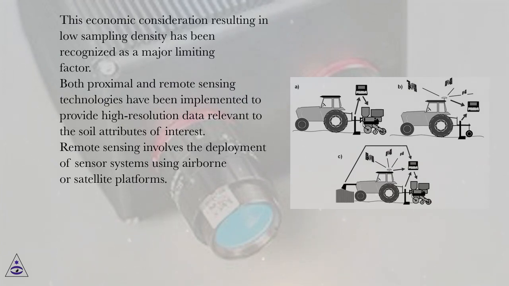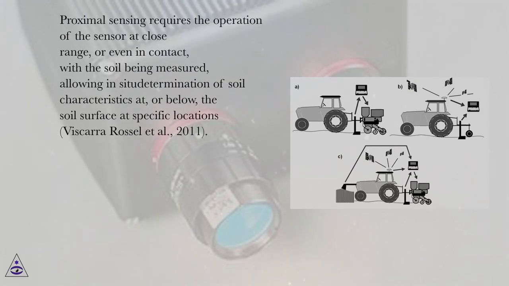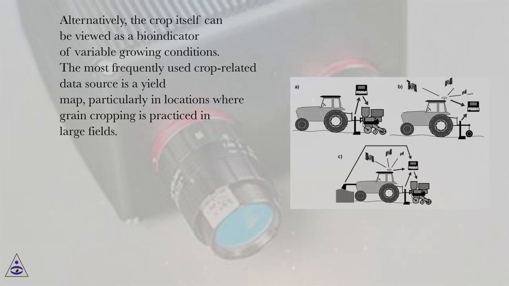Both proximal and remote sensing technologies have been implemented to provide high-resolution data relevant to the soil attributes of interest. Remote sensing involves the deployment of sensor systems using airborne or satellite platforms. Proximal sensing requires the operation of the sensor at close range, or even in contact, with the soil being measured, allowing in situ determination of soil characteristics at, or below, the soil surface at specific locations. Viscarra Rossel et al., 2011.